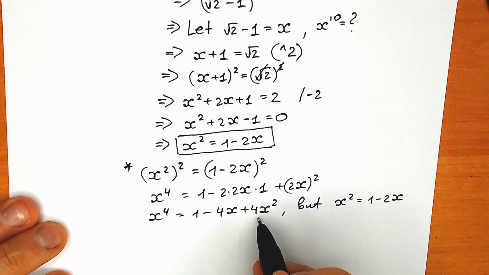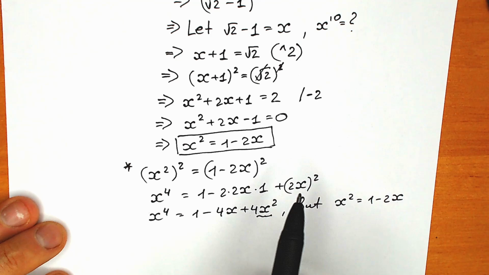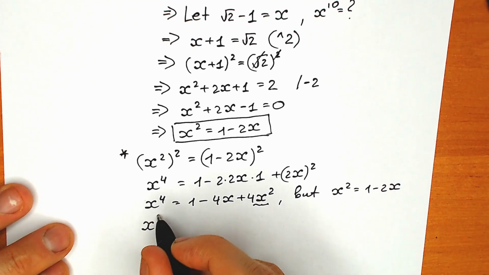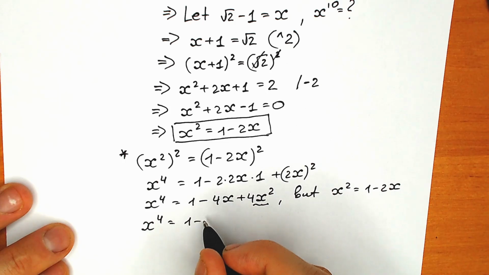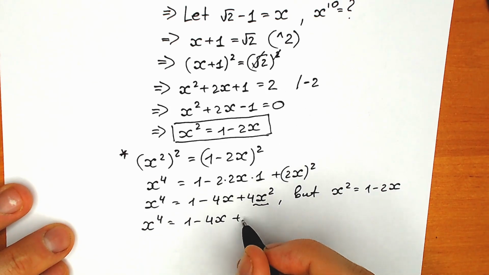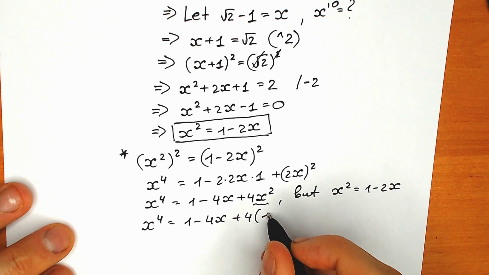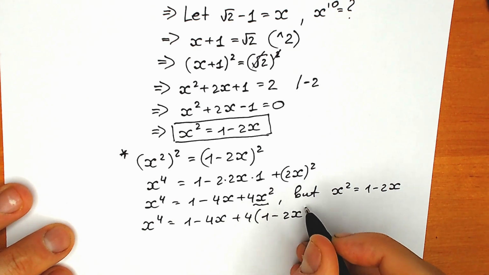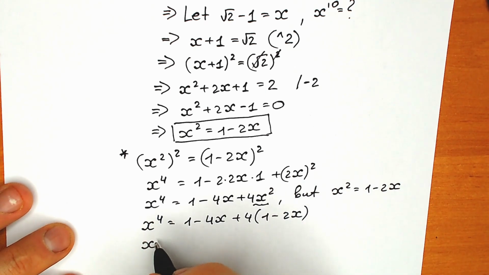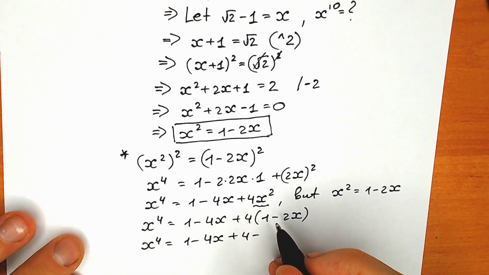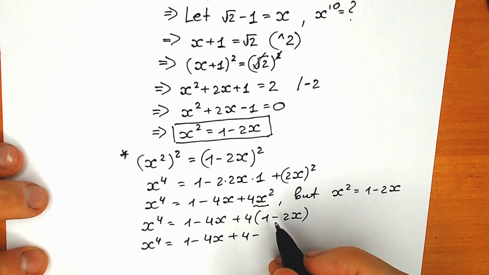So right now, instead of this x squared, let's plug in the expression that we found before, 1 minus 2x. As a result, we have x to the fourth power equal to 1 minus 4x plus 4, and instead of x squared, we plug in 1 minus 2x. Let's simplify this a little bit. As a result, we have x to the 4 equal to 1 minus 4x plus 4 and minus 8x.